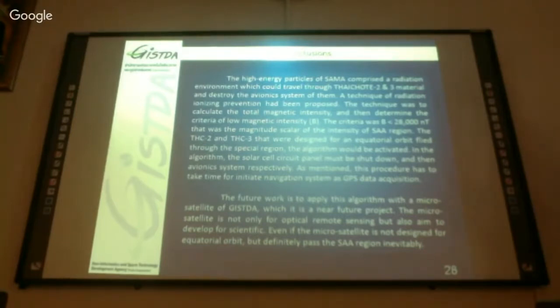Then we talk about the SAMA region and have the simplified algorithm diagram to solve the problem. We will turn our system off when we fly in the region and turn it on again when we are out of the region. This is the talk that I want to do today. Thank you.